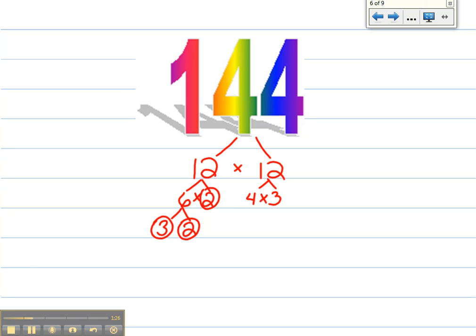From here, I need to look at my 4 times 3. I know that 3 is prime, so I'm going to circle that. 4 is composite, so I'm going to split that into 2 and 2, which are both prime numbers.